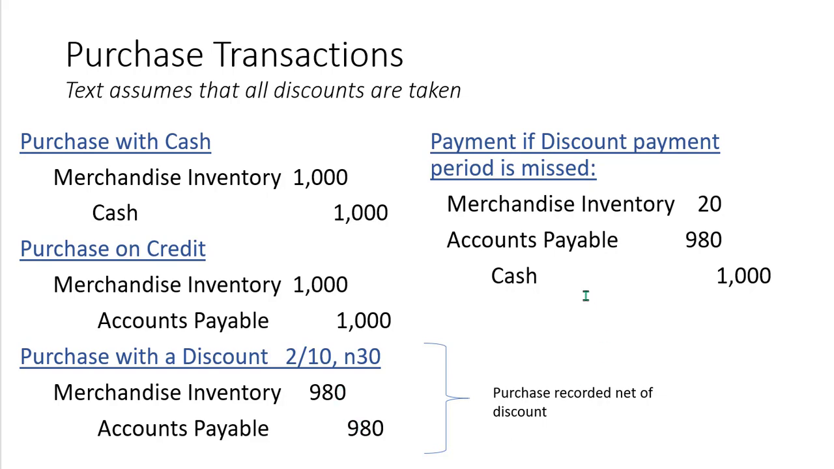If the discount period is missed, then we've got to put the money back in inventory. We've got to increase inventory by $20. We would still decrease the payable by $980 because that's all that's in there. And then we would record a credit to cash for $1,000 because that's how much we had to pay. So just think that for purchases and sales, we're recording them net of any discounts that are offered.